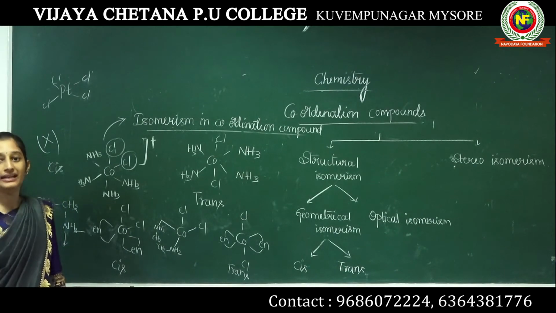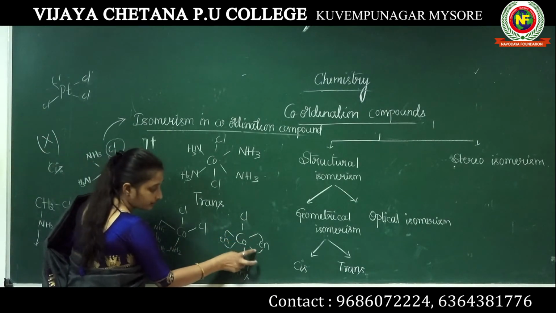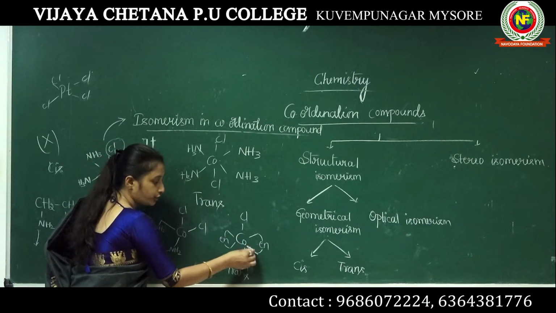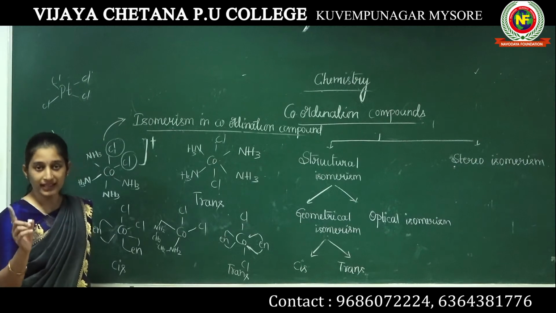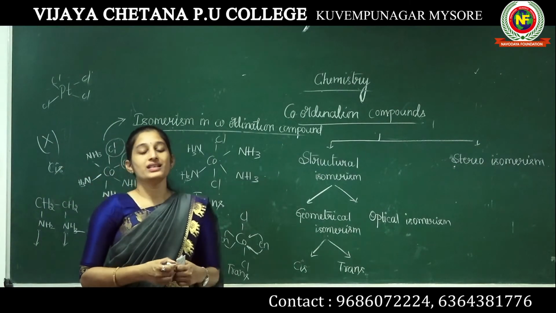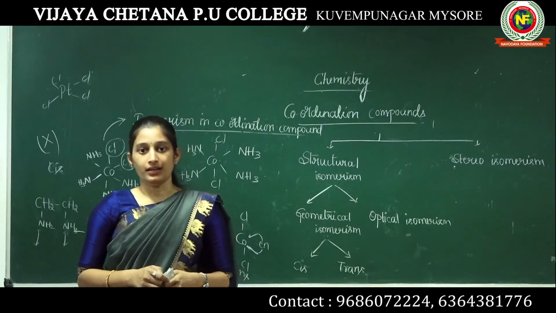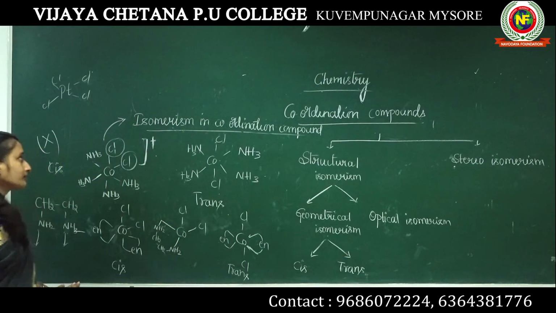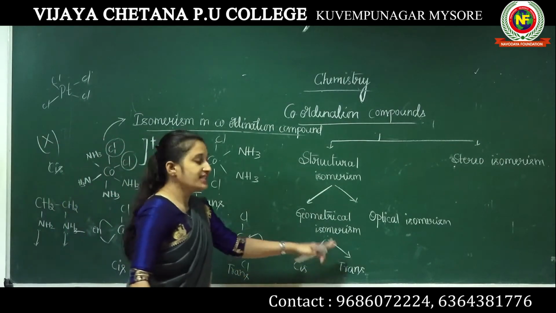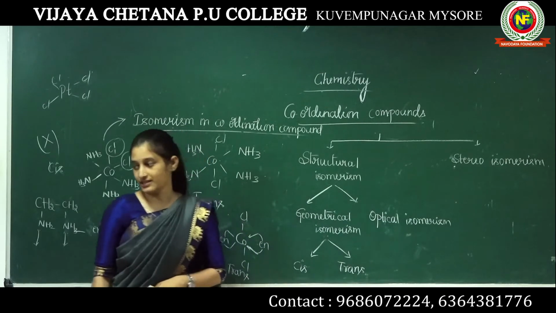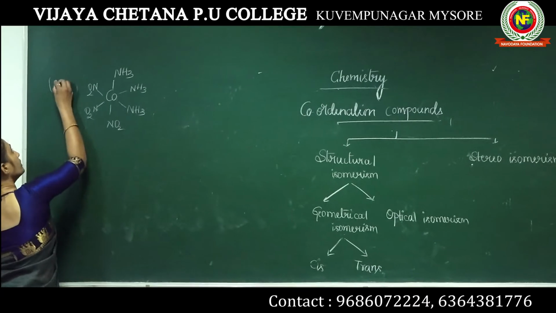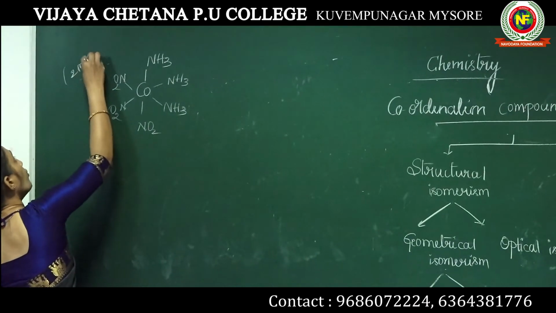Ethylene diamine is a bidentate ligand. That's why it donates 2 pairs of electrons towards the Co. Only one ethylene diamine donates 2 pairs of electrons. That's why it's an example for a bidentate ligand. This is regarding cis and trans forms of geometrical isomerism. See, this one is very, very important for 2 marks.